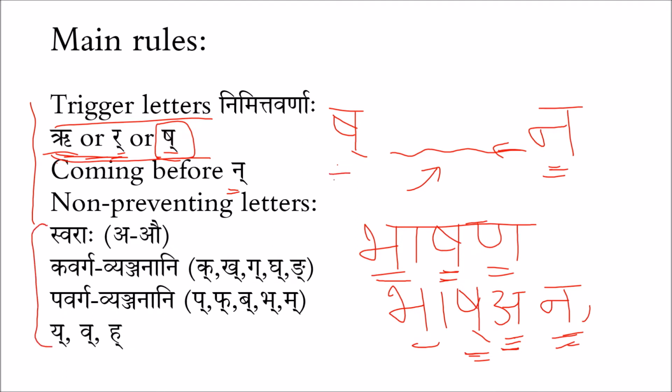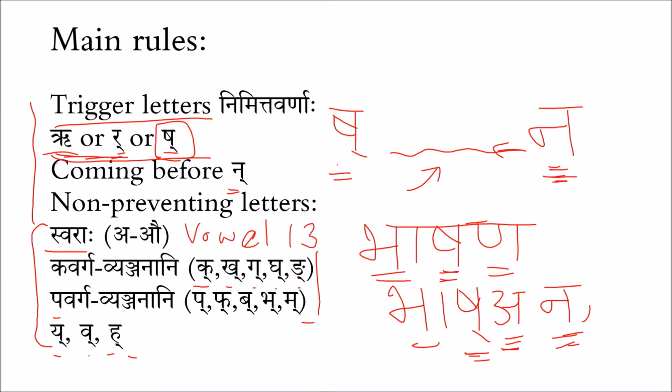in between the trigger letter and the following na, if there is any swara or a vowel, any vowel, or one of these consonants, kavarga vyanjanani, that means one of these: ka, kha, ga, gha, nga, or pavarga vyanjanani: pa, pha, ba, bha, ma, or ya, va, ha. One of these. How many consonants? 5, 5, 10, and 13. 13 consonants, and there are also a total of 13 vowels.